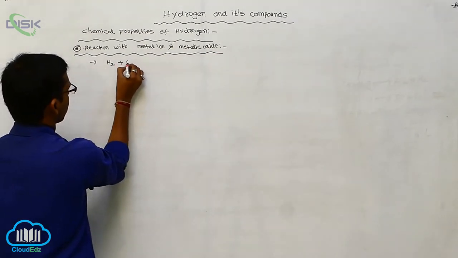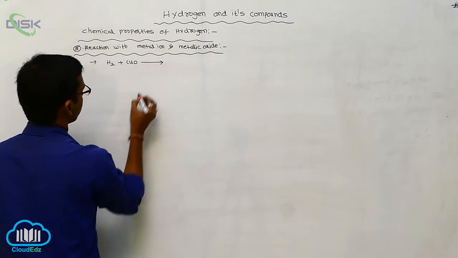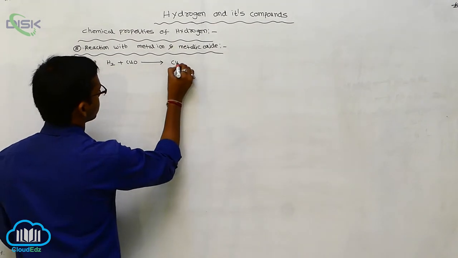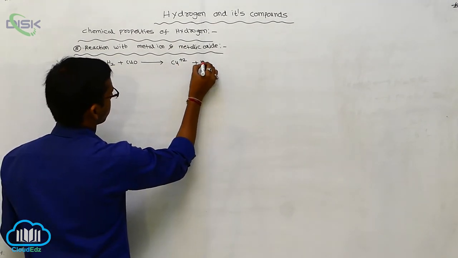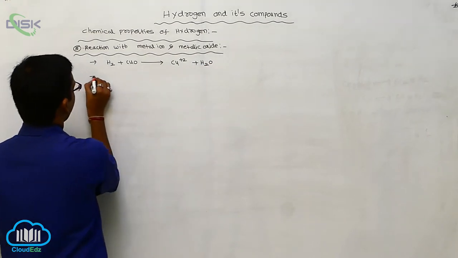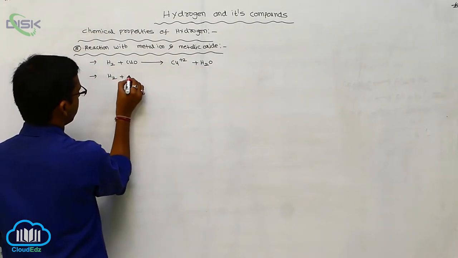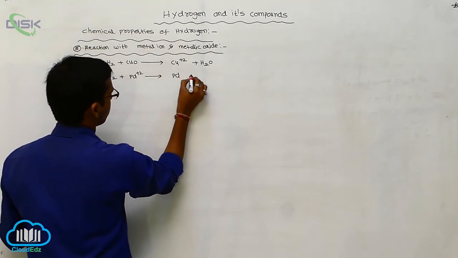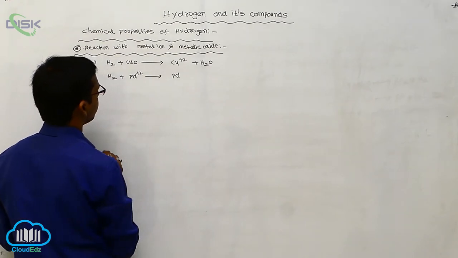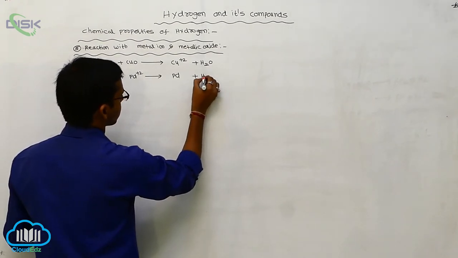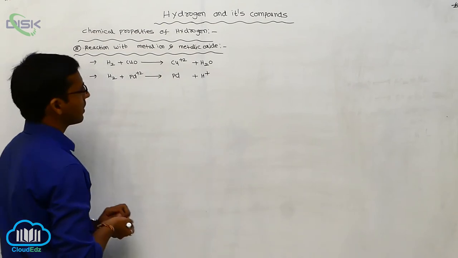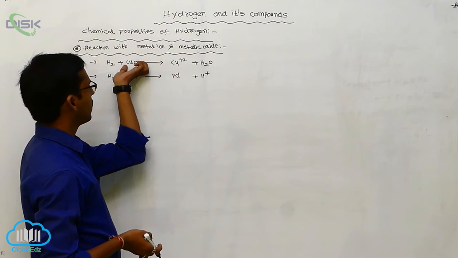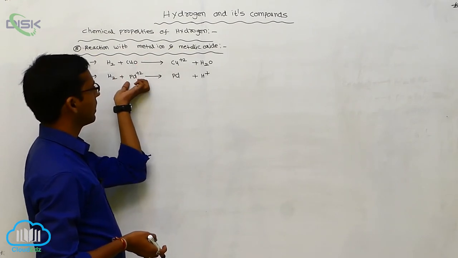Hydrogen is reacted with metallic oxide. It gives Cu2+ plus water molecule. And next, hydrogen is reacted with a metal ion, that is palladium, Pd2+. It is converted to Pd and produces H+ ions. So this is the reaction with metal ions and metallic oxides. Here cupric oxide is your metallic oxide, and this is your metal ion.